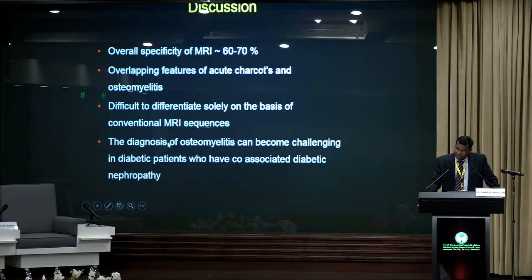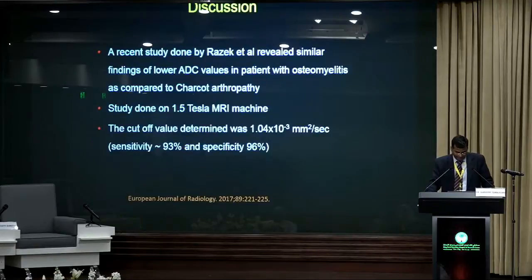But it is important to differentiate osteomyelitis because sometimes they have associated diabetic nephropathy. In those patients, we cannot inject the contrast, because by injecting contrast the sensitivity and specificity increases. But in those cases where the patient already has diabetic nephropathy, we cannot give contrast injection. In those cases, the diffusion definitely can help.